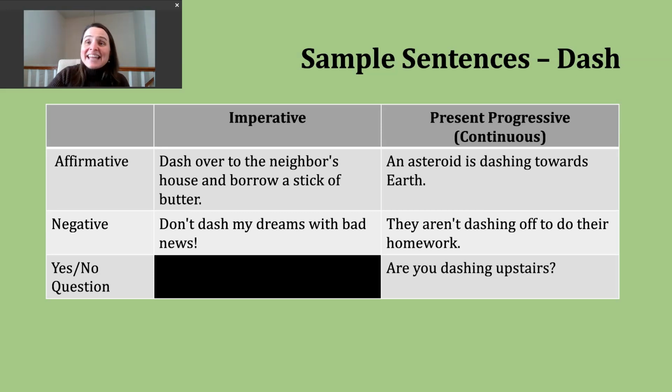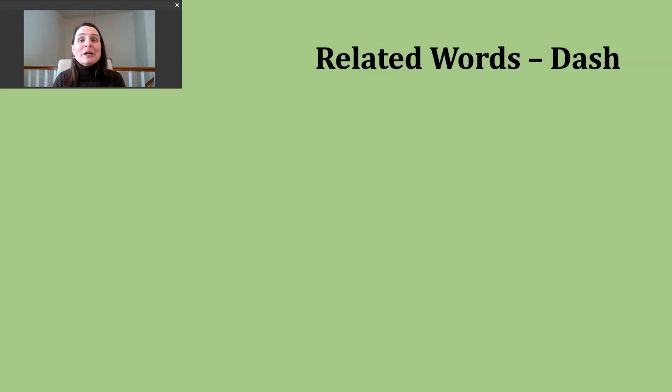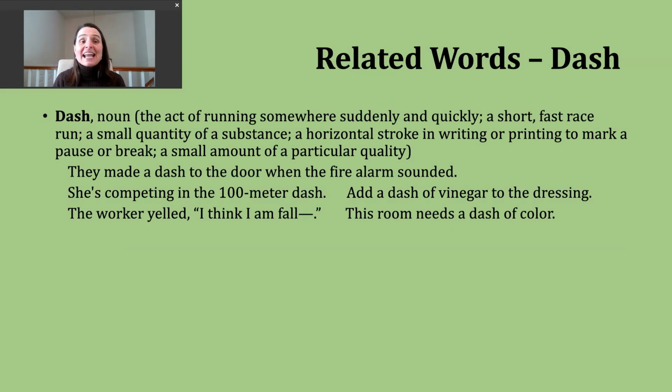So kind of implying, are you making that quick trip upstairs? Okay. Now let's spend a little time looking at some words that are related to our verb dash. The first word we're going to discuss today is just the noun form of this word. So the noun dash has the exact same spelling and the exact same pronunciation. It can have a number of different meanings. I think we're going to talk about 5 today.